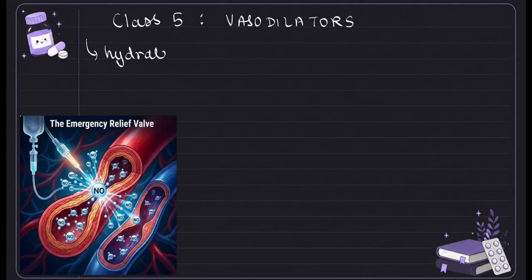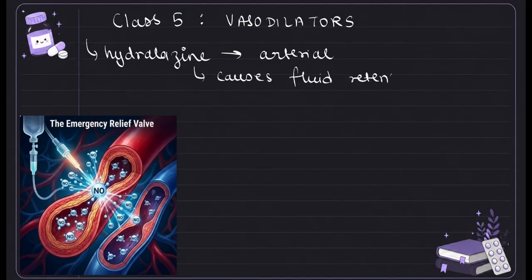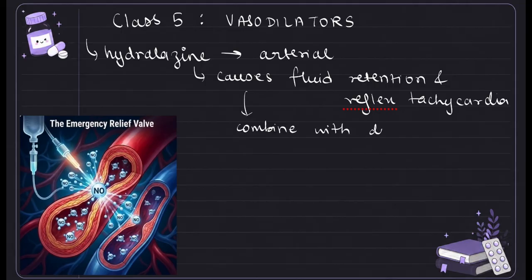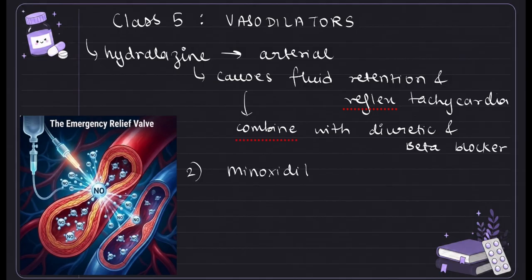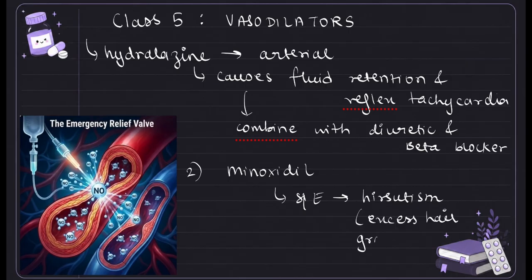We transition now from neural tone to direct arteriolar relaxation. This is class 5, the vasodilators. Think of them as the emergency relief valve. Hydralazine is an arteriolar dilator. It works well, but it causes fluid retention and reflex tachycardia. That's an abnormally fast, reactive heart rate. Because of this, it must always be combined with a diuretic and a beta blocker. Minoxidil is another arteriolar dilator. It's an incredibly powerful vasodilator. Interestingly, its side effect of severe hair growth, or hirsutism, serendipitously led to its widespread topical use for baldness.